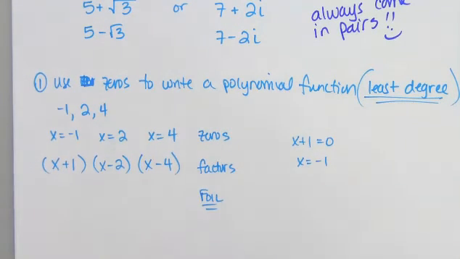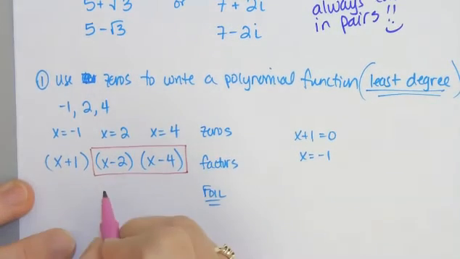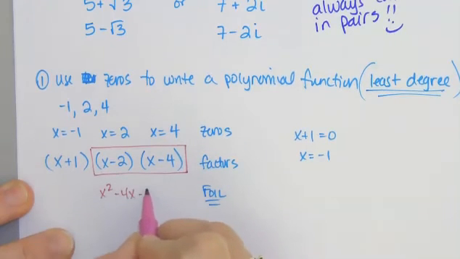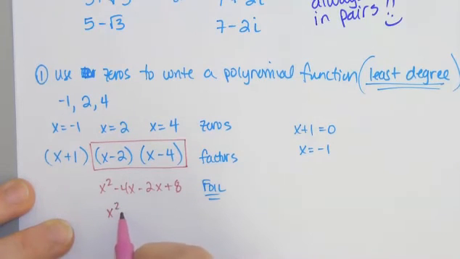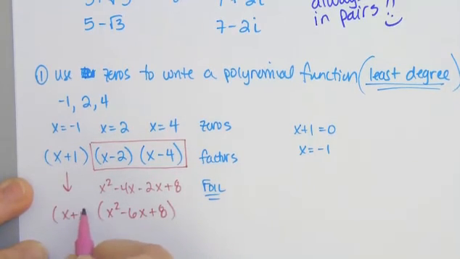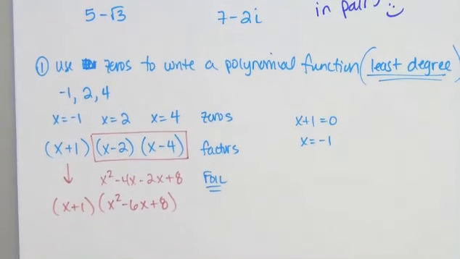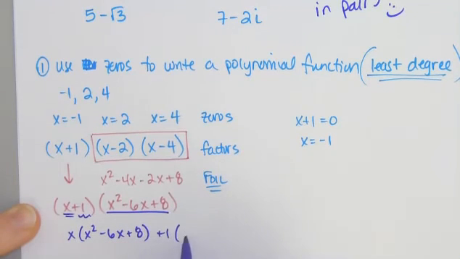So you just pick two of them and we're going to FOIL. So I'm going to FOIL these two first. So I've got x squared minus 4x minus 2x plus 8. Combine like terms. I've got x squared minus 6x plus 8. Then I'm going to bring this one down. And now I'm going to what I call superfoil. If you want to see where you're actually getting this from, I'm going to write down the x and multiply it by this whole trinomial. And then I've got plus 1. I'm going to multiply it by this whole trinomial.